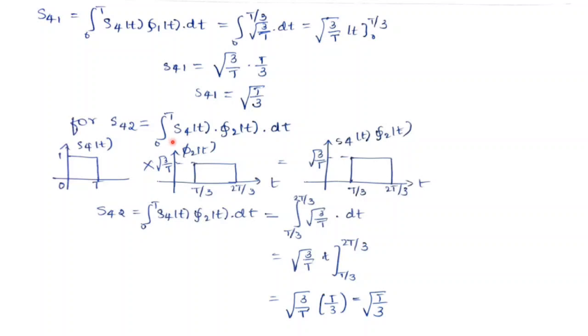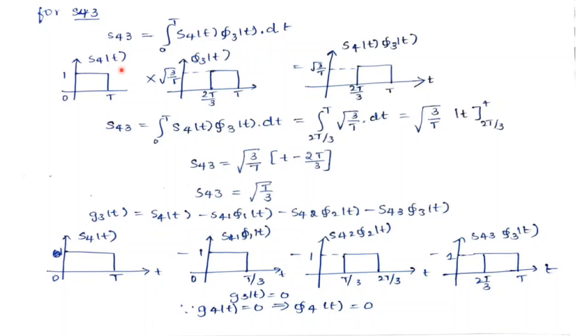For S42, that is the integral from 0 to T of S4 of t into phi 2 of t into dt. Here, for S41 we take phi 1 of t, and for S42 we take phi 2 of t into dt. After substituting this, we get at the last equation root 3 by T into T by 3, that is equal to root of T by 3.